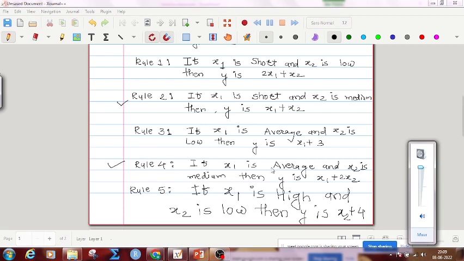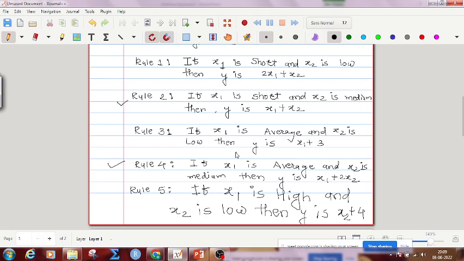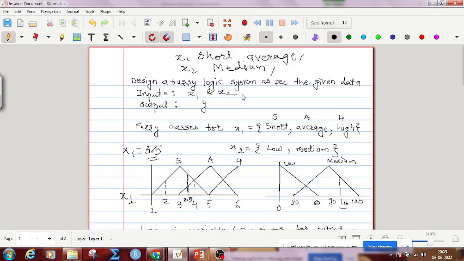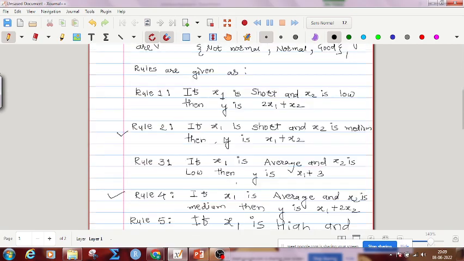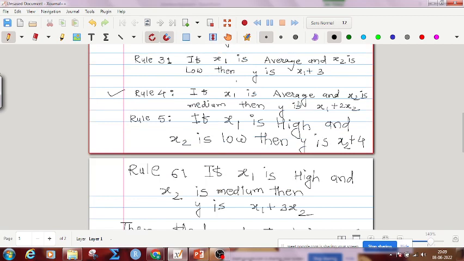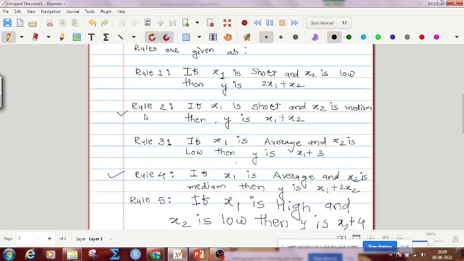So see, how many rules have we considered here? See what combinations you can make. Short with medium, and average with medium. That means you only have these rules. If you observe the third one, x1 is high, so we cannot consider this. So we have only these two rules, rule number 2 and rule number 4. This we are going to evaluate. Only these two rules we are going to evaluate now.